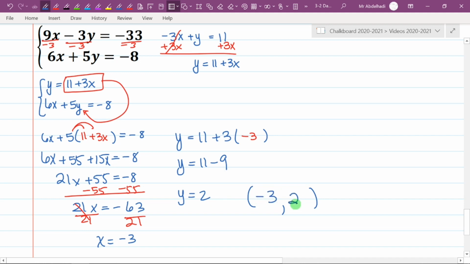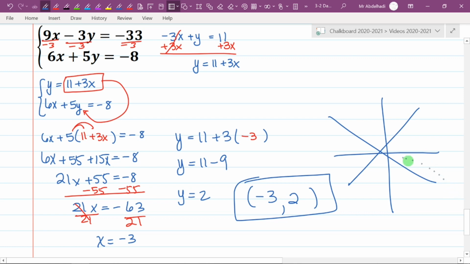This is the place on the graph where the two lines intersect at -3 comma 2. That's what this means. Keep that in mind.